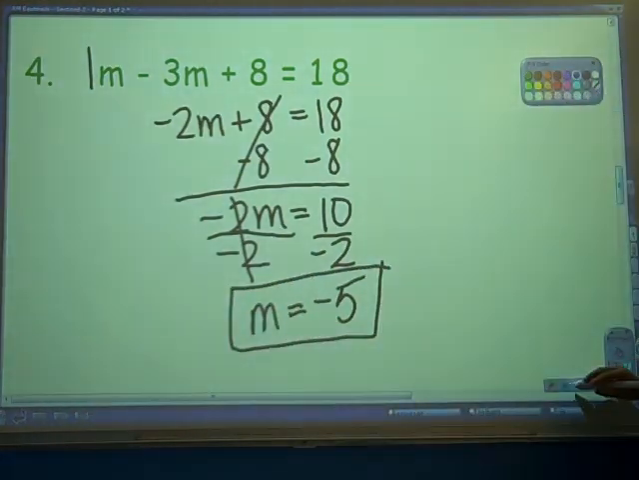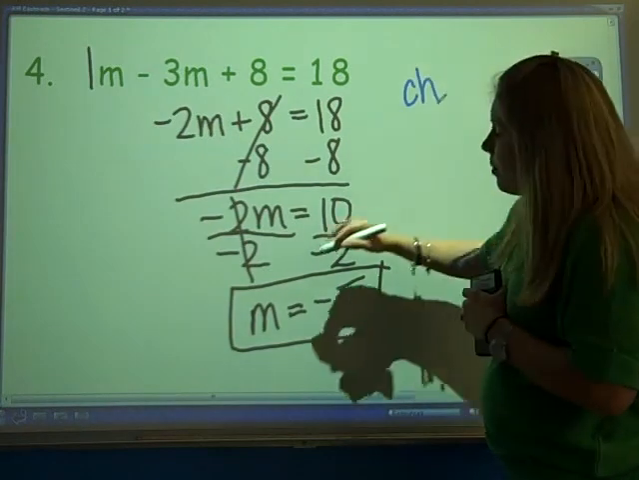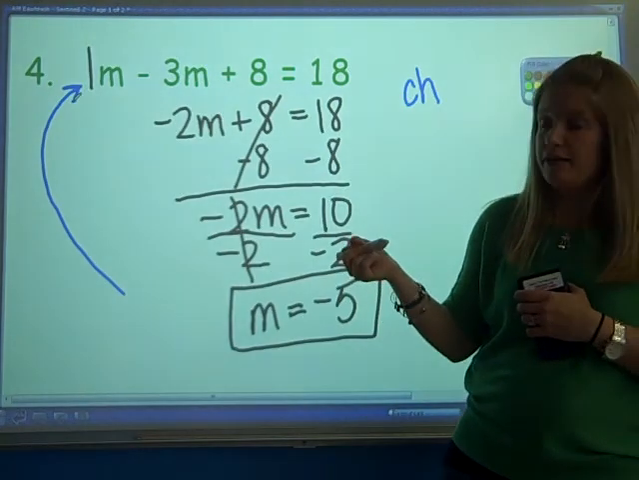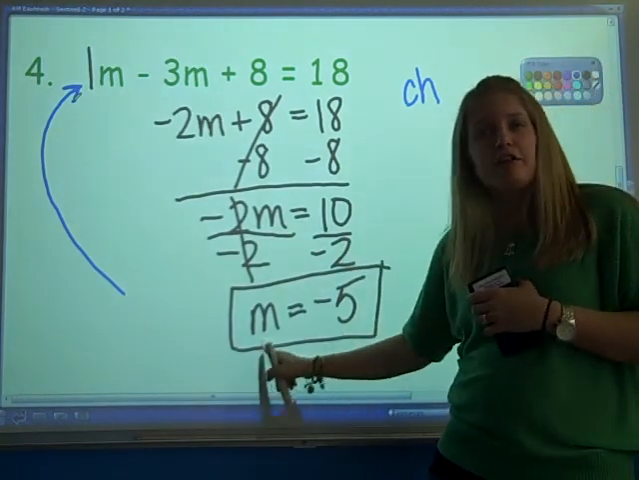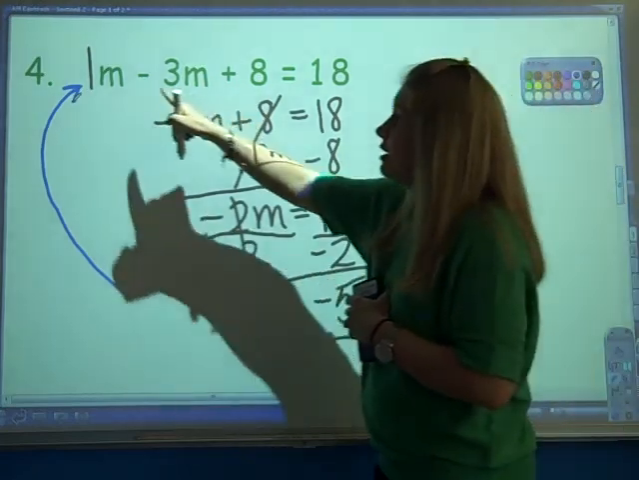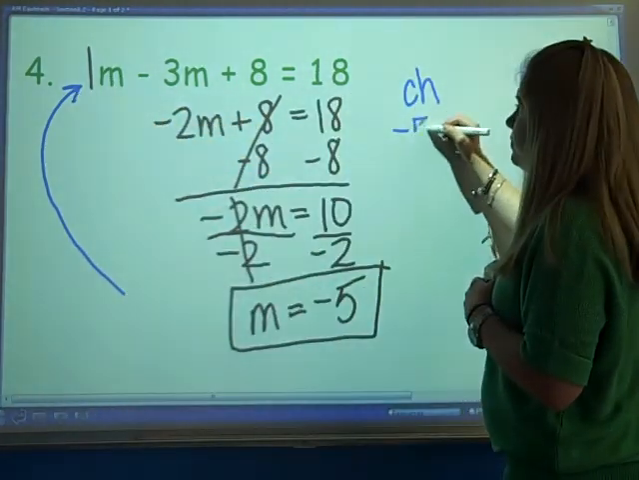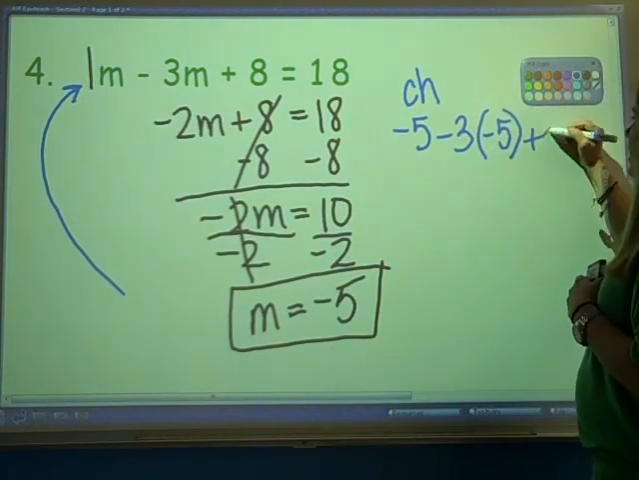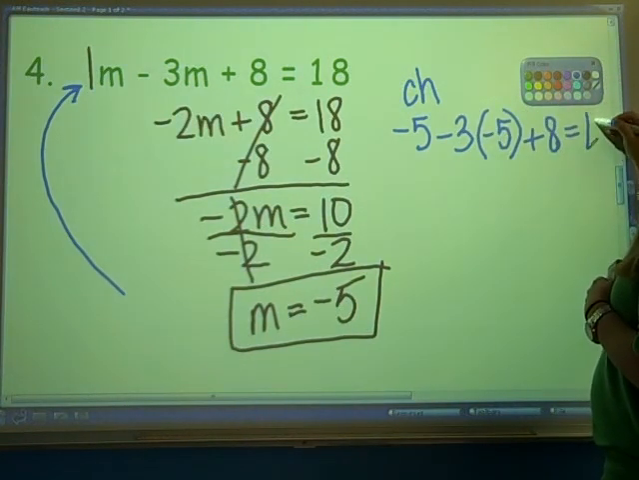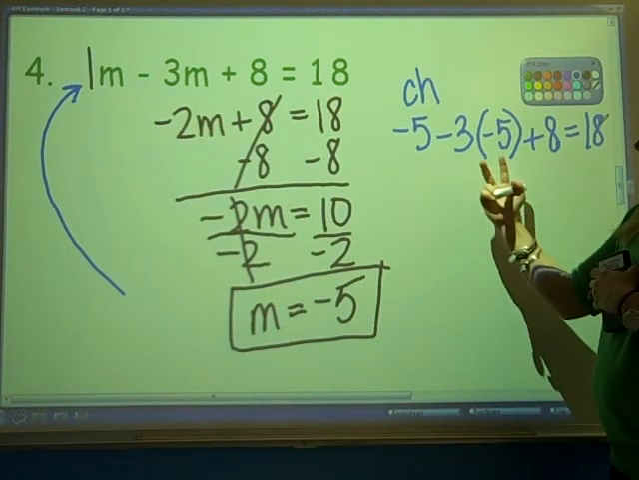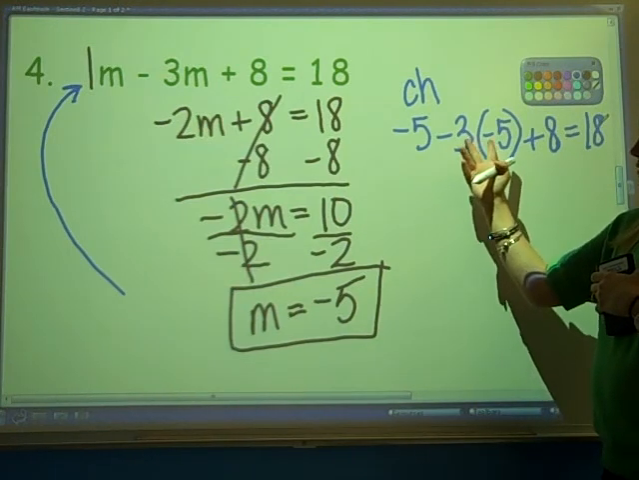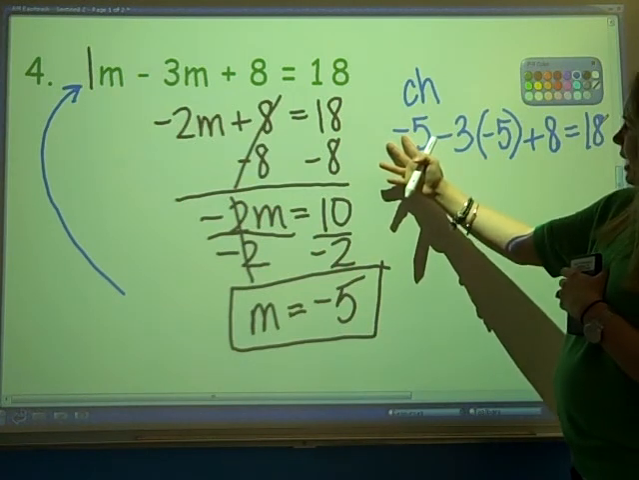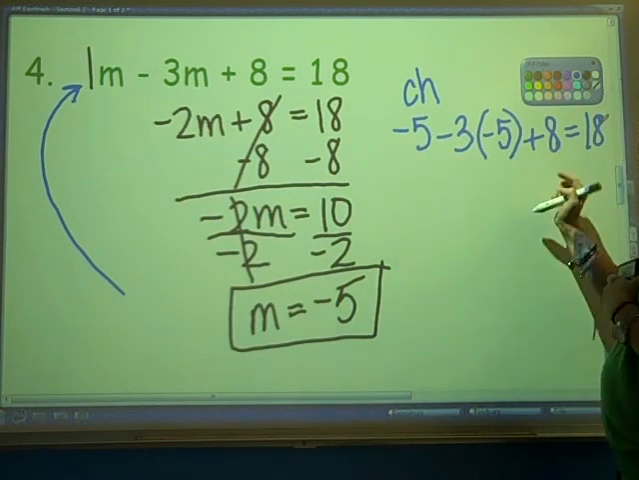Okay, so now to check yourself, you go back to the original equation, the one that was given to you, not the one you modified. And you're going to plug in negative 5 every time you see an m. So here, m, I'm going to write negative 5. Minus 3 times m, negative 5, plus 8 equals 18. Careful here, this you have to multiply out first. Positive 15 and a negative 5 means that you have 10. 10 plus 8 is 18.